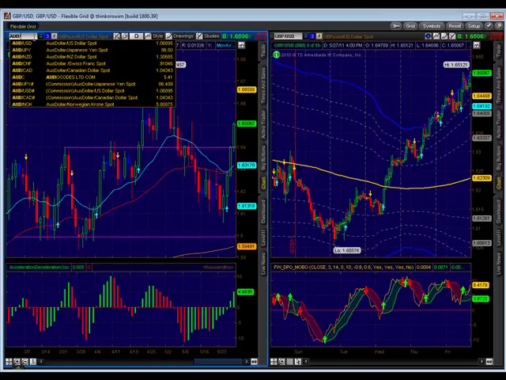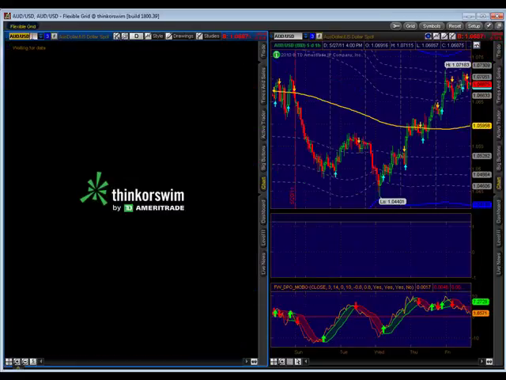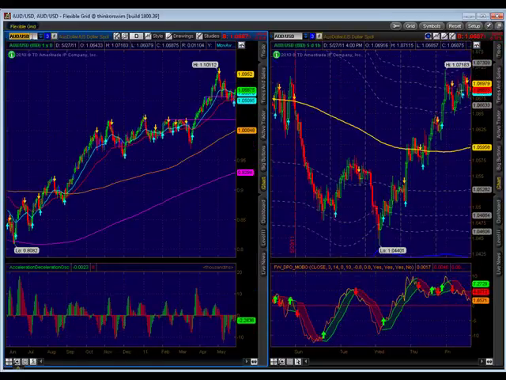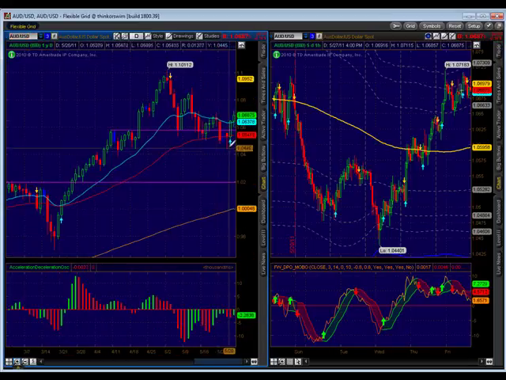We've got the Aussie dollar. And this one is finding a little support on the 50 moving average.